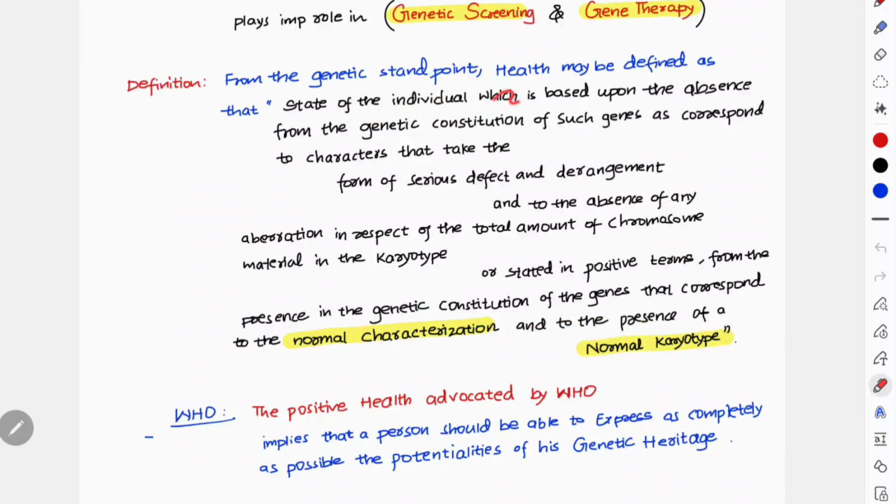The state of an individual which is based upon the absence from the genetic constitution of such genes as correspond to the characters that take the form of serious defects or derangements, malformation, as simple as that, and to the absence of any aberration in respect of total amount of chromosome material; character or state in positive form from the presence in the genetic constitution of the genes that correspond to normal characterization and to the presence of normal character.